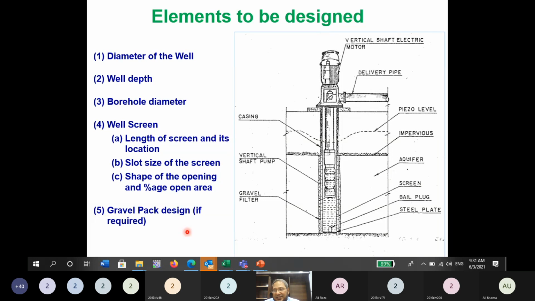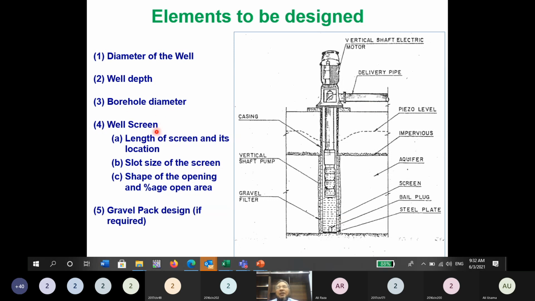Now what we have to design in case of deep wells, so what is the topic, elements to be designed in case of deep wells. When we talk about designing a deep well, how many things do we have to design? Five things. What are those? Number 1, diameter of the well. What should the diameter of the well be, okay? The second, what should be the depth of the well? What should be the borehole diameter? How much should the bore be, okay?